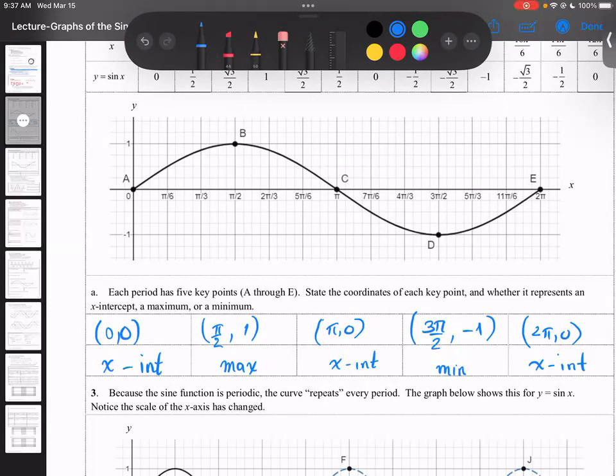Wait, isn't it (0, pi) and (0, 2pi)? Pi, 0. Pi is your x value. Oh, okay. 0 is your height. Why is it 0 for x? Pi is your x value. Yeah. And your height is oscillating between negative 1 and 1.